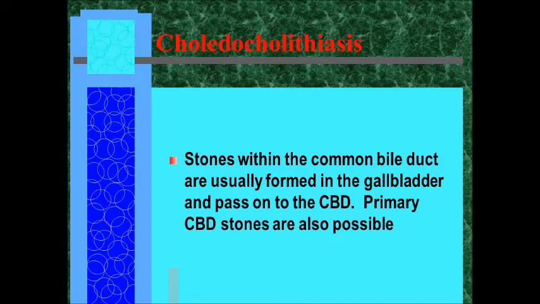Now we come to choledocholithiasis. Choledocholithiasis is defined as stones within the common bile duct, which are usually formed in the gallbladder and pass on to the common bile duct. Primary common bile duct stones are also possible.